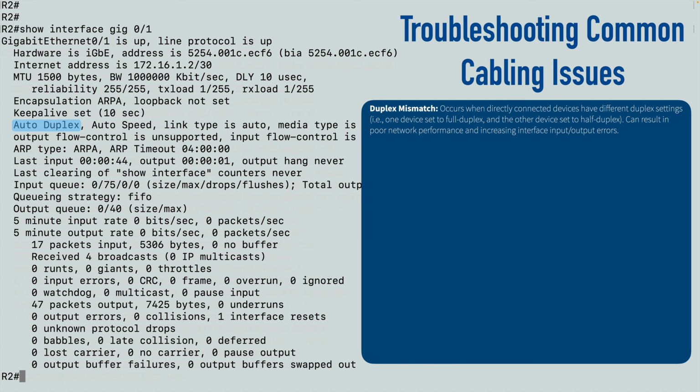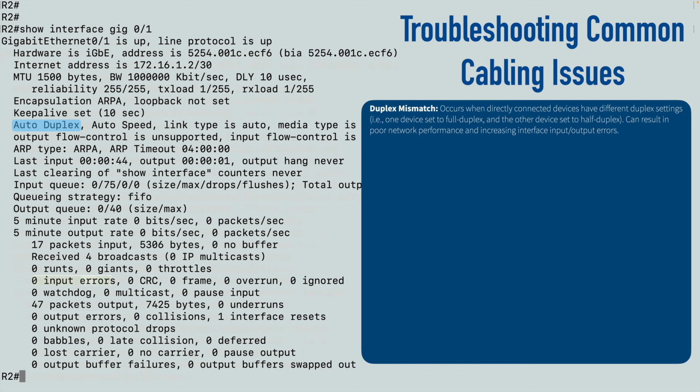But we might have some legacy devices on our network, and maybe we're hard-coded on one of those devices to run in half duplex. And maybe the router is running in full duplex. Well, here you see that this interface is set to auto duplex. It will negotiate with the far side what the duplex should be. If we do have a duplex mismatch, that's going to lead to poor network performance, and the errors that we have in the output of this command, they're going to be continually incrementing.